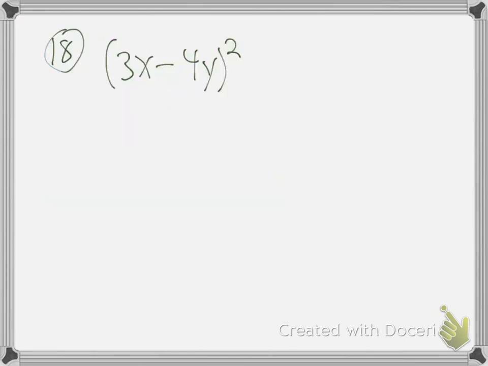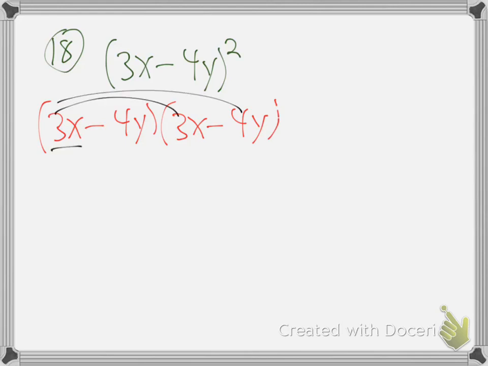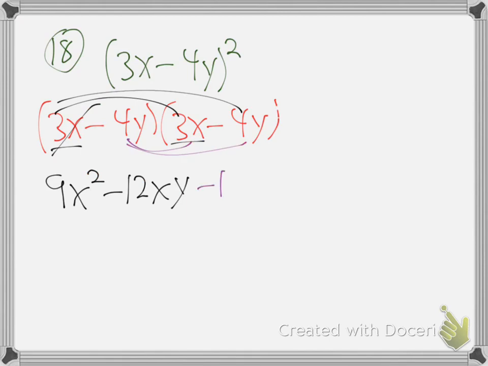So this one is 3x minus 4y squared. All right, we're going to write two of them. Okay. And then the first one goes to both. 3x times 3x is 9x squared. Then 12xy, he's done. And then the second one goes to both. Minus 12xy plus 16y squared. Did y'all get that part okay?